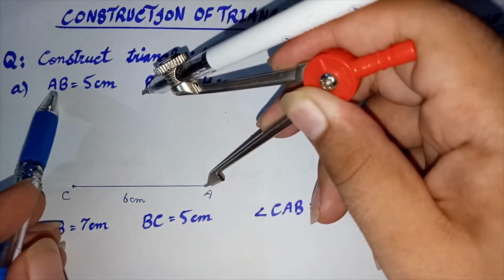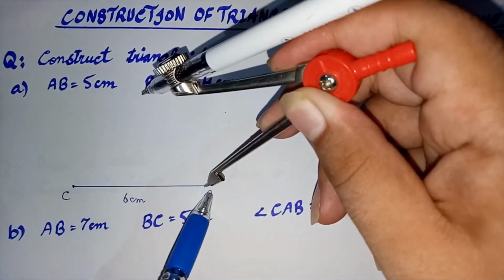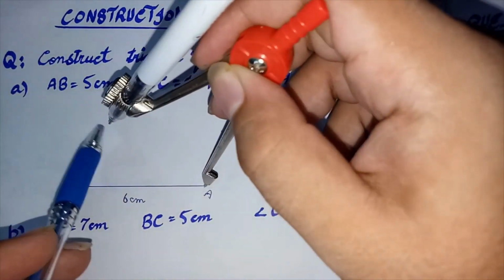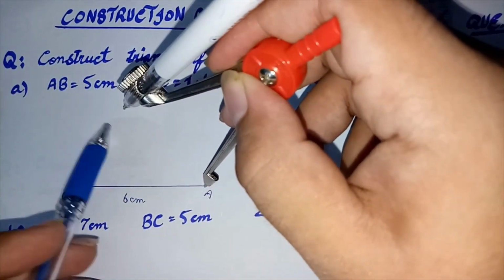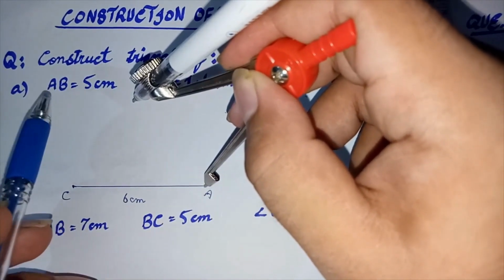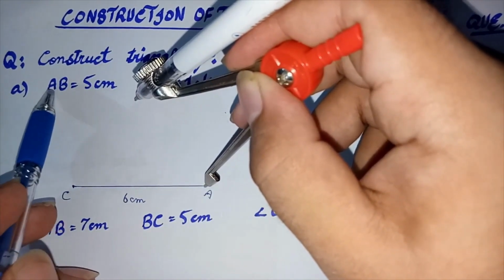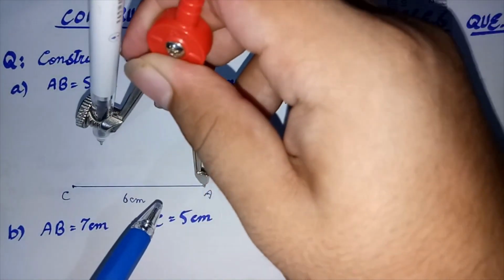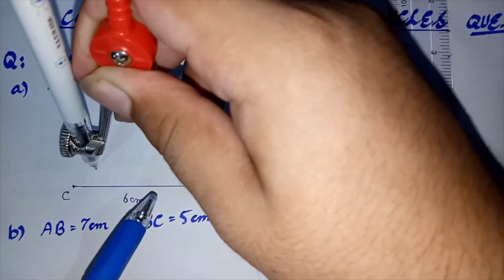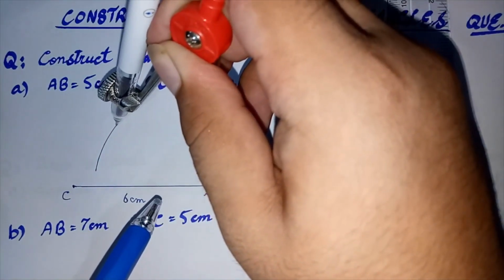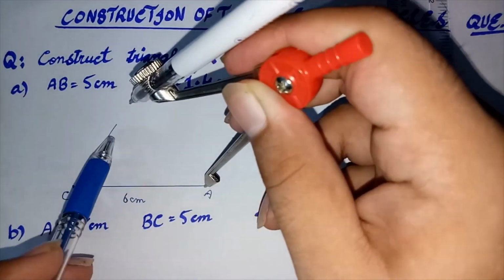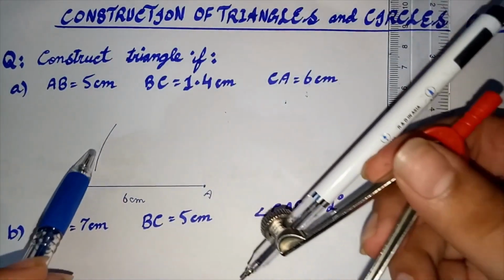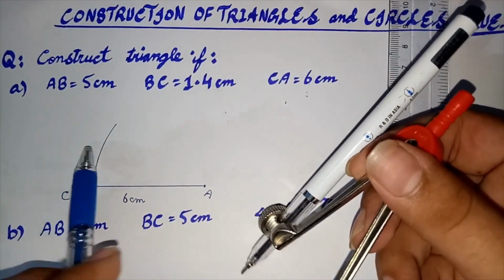We are given side AB. It means that here we have A, and we will draw an arc, which is actually where our point B lies. We will put this point on A and draw an arc of it, just like that. Our point B will lie on this arc, but at what point on this arc will B lie?